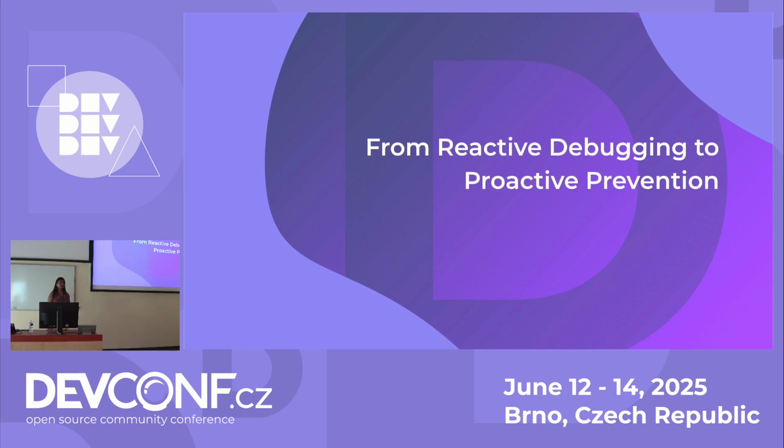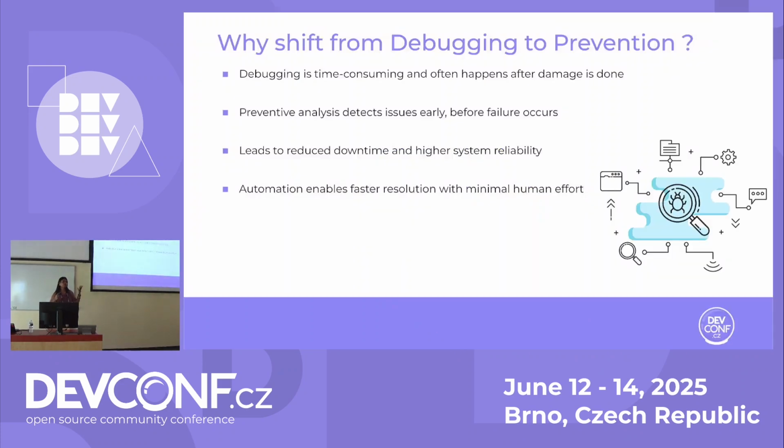Proactive prevention basically means identifying misconfigurations the moment they appear and spotting patterns based on historical data. We can also integrate automation, using automation scripts and tools with this. So what is the basic need to shift from debugging to prevention?